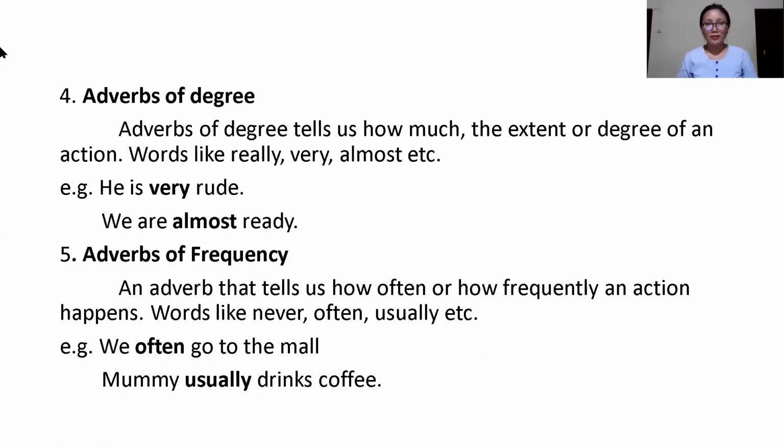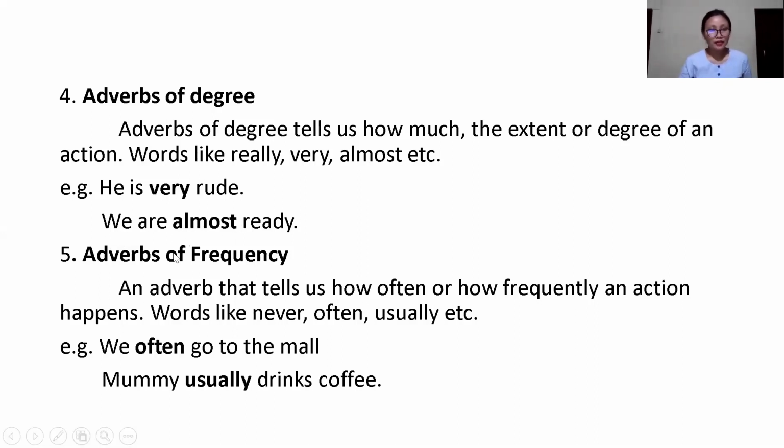Number 4, adverbs of degree. Adverbs of degree tell us how much, the extent of, or degree of an action. Words like really, very, almost, etc. are used. Example, he is very rude. The word very is an adverb of degree. We are almost ready. The adverb almost is an adverb of degree. The word almost tells us about the extent or the degree of an action, okay?